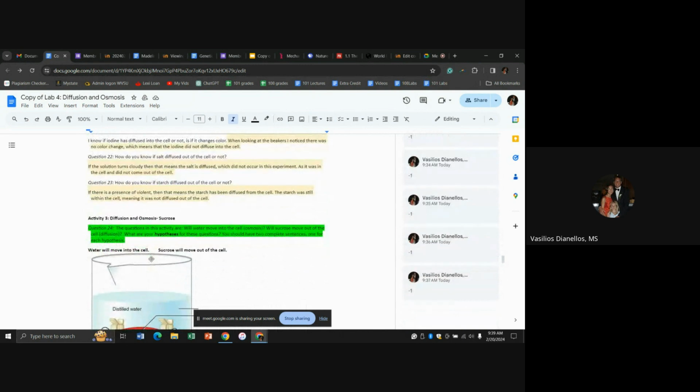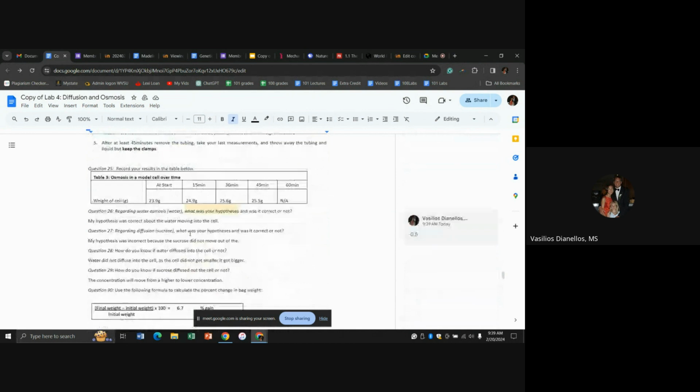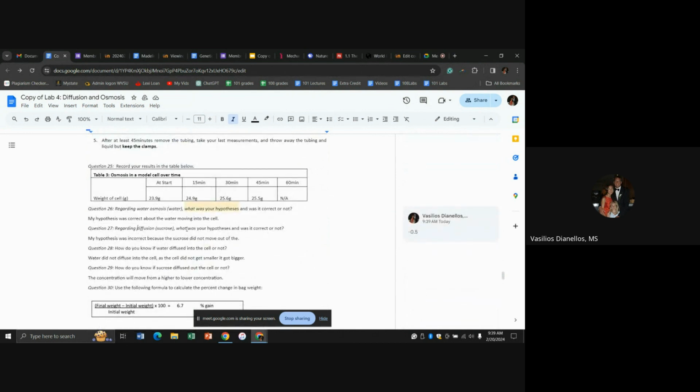Now, again, you didn't repeat your hypothesis, so I have to go read it again. Sucrose will move out of the cell. All right, so that is correct. But once again, you have to miss half a point for that.